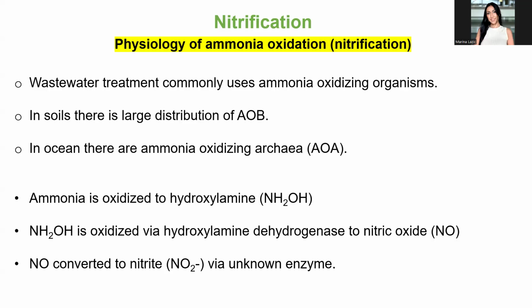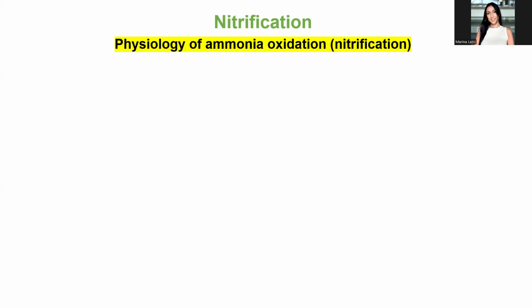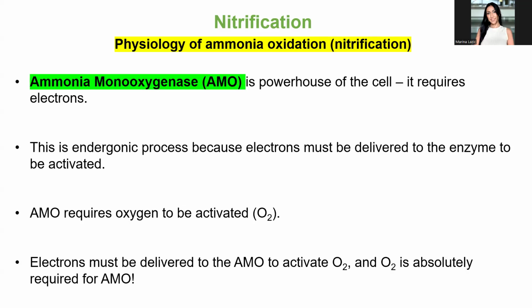The most important enzyme in ammonia oxidation is ammonia monooxygenase, or AMO, and that is the powerhouse of the cell. It's an endergonic process because electrons have to be delivered to the enzyme to activate it, pretty much like methane monooxygenase that we talked about when we discussed methane oxidation. So MMO, methane monooxygenase, and AMO are evolutionarily strictly related enzymes. They even have the same structure. They both require copper as a cofactor.